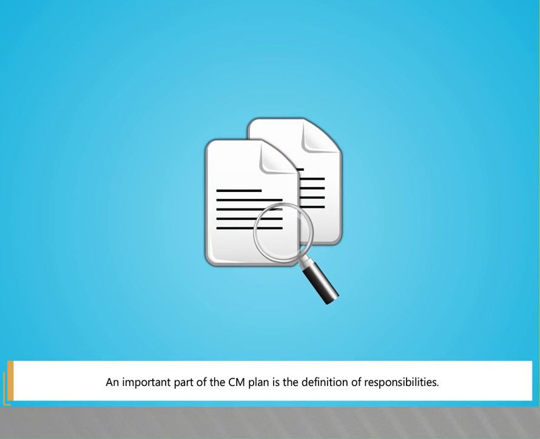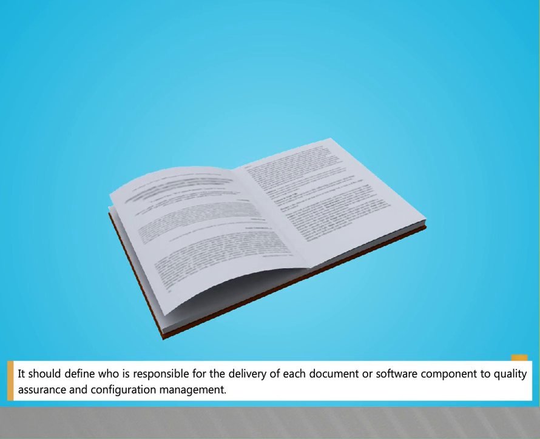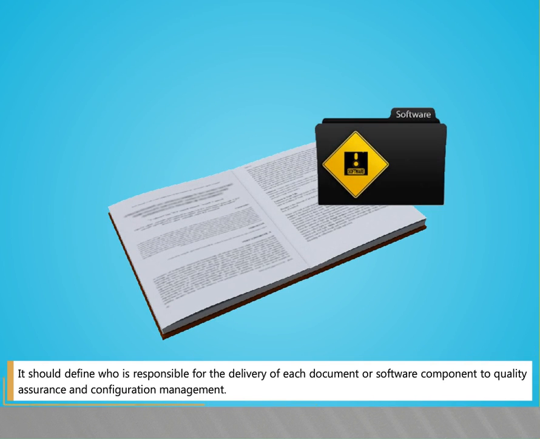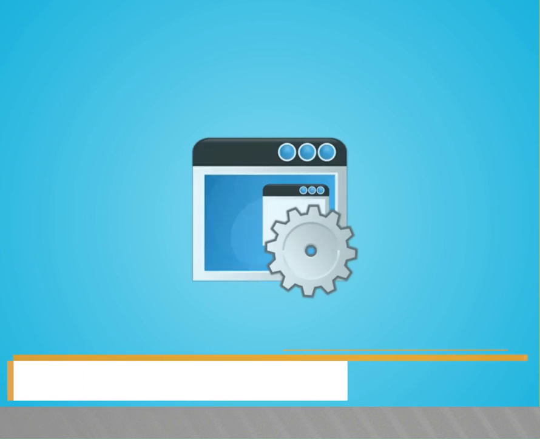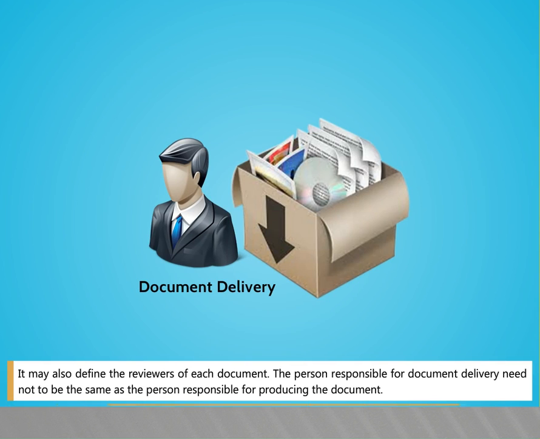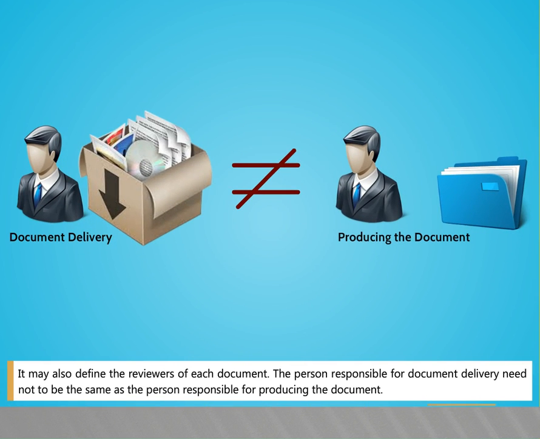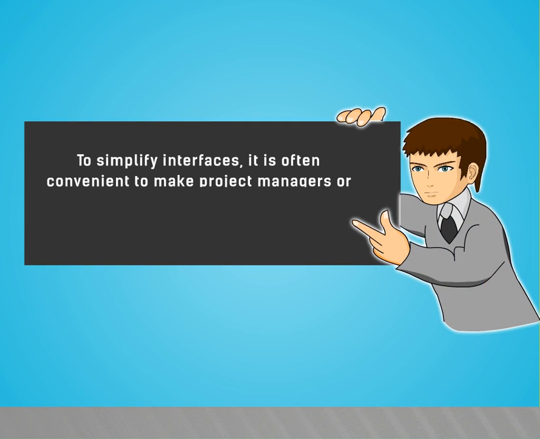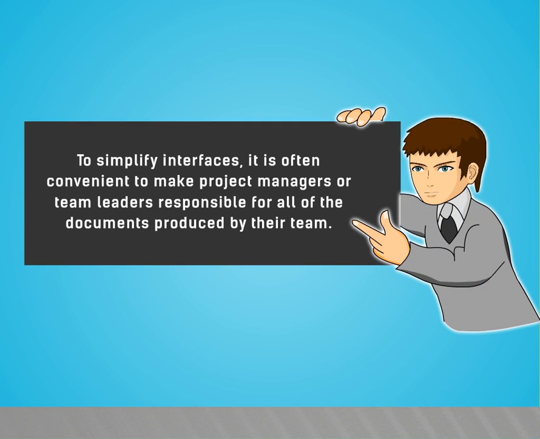An important part of the CM plan is the definition of responsibilities. It should define who is responsible for the delivery of each document or software component to quality assurance and configuration management. It may also define the reviewers of each document. The person responsible for document delivery need not be the same as the person responsible for producing the document. To simplify interfaces, it is often convenient to make project managers or team leaders responsible for all of the documents produced by their team.